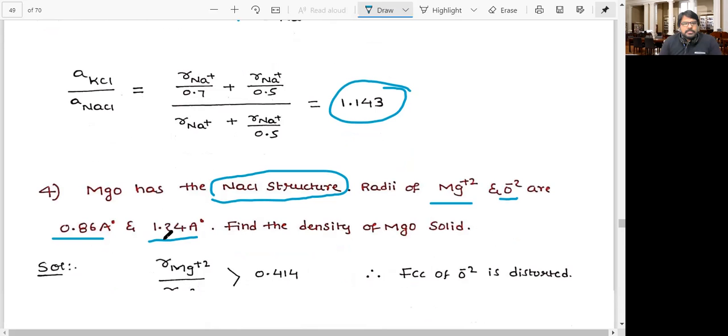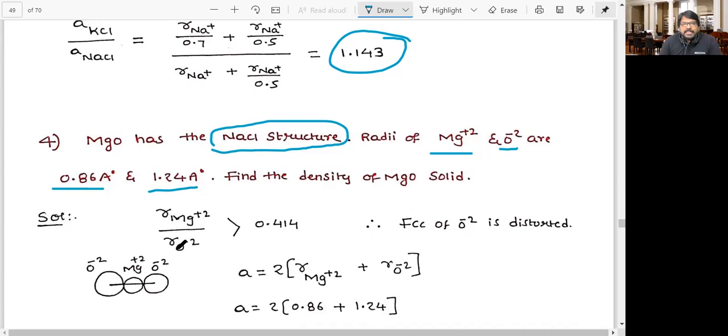But the thing is, you see the radius of cation by radius of anion, if you simplify this, the ratio will be slightly greater than 0.414. If you can recollect, here the host, meaning oxide ions, are present at face centers and corners, and Mg+2 ions will be in all octahedral voids. Octahedral void means what is the radius ratio? What is the radius of the octahedral void? 0.414 times the radius of anion.